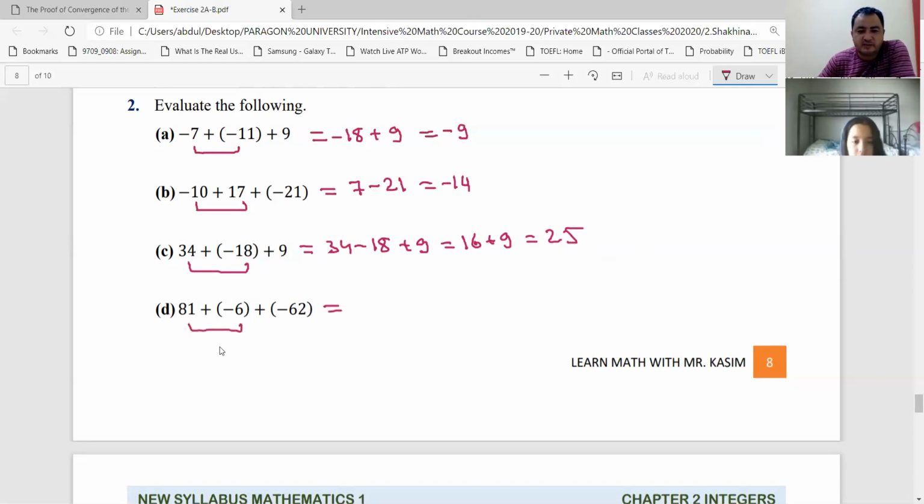81 plus negative minus 6. 81 minus 6, so that's what? 75. 75 plus minus 62. What is it? 75 minus 62, that's 13. 13, correct.